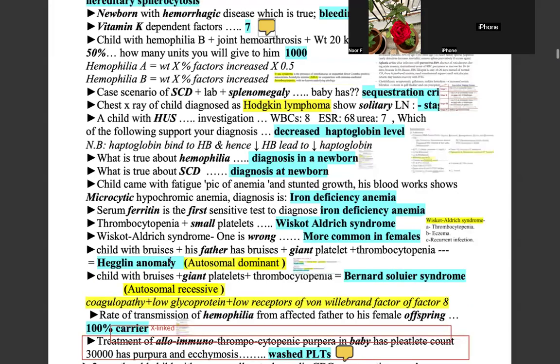Same thing he has given here. Child with bruises, his father has bruises, giant platelets, and thrombocytopenia: Hegglin anomaly. Child with bruises, giant platelets, thrombocytopenia: Bernard-Soulier syndrome. The only difference is this is autosomal dominant and this is autosomal recessive. And also you see low glycoprotein, coagulopathy, low receptors for von Willebrand factor.